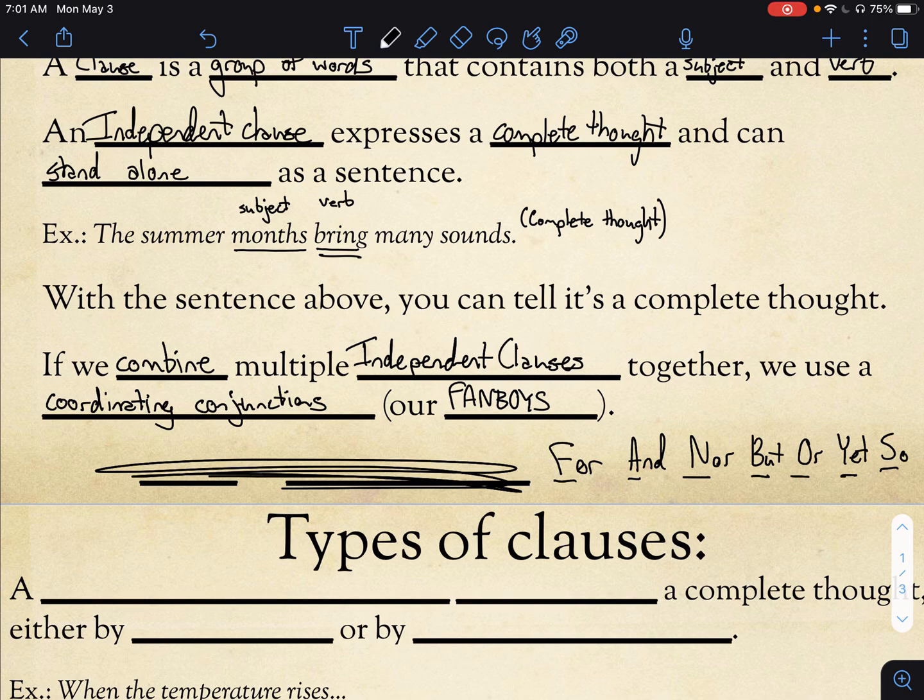So the summer months bring many sounds, and I enjoy them all. Boom. I enjoy, complete thought, comma, and. Okay? So that's how we combine them.